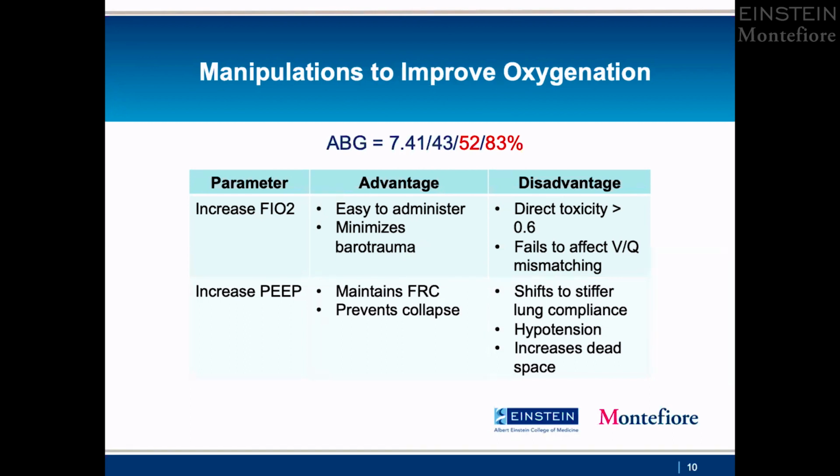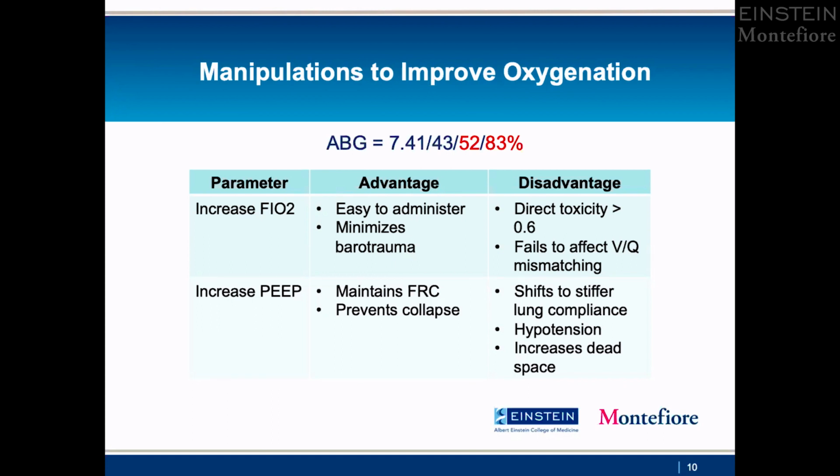FiO2 and PEEP are the main parameters that control oxygenation. FiO2 is easy to administer, and increasing it does not increase the risk of barotrauma. The main disadvantage is the direct oxygen toxicity associated with 60% or higher FiO2. It also fails to affect VQ mismatching.